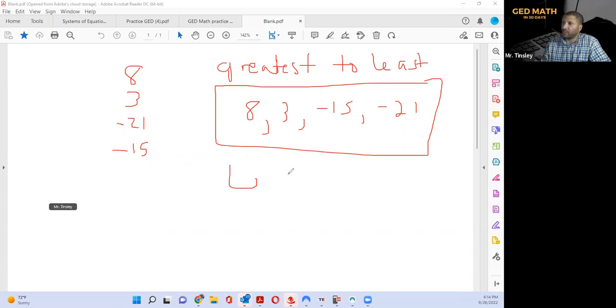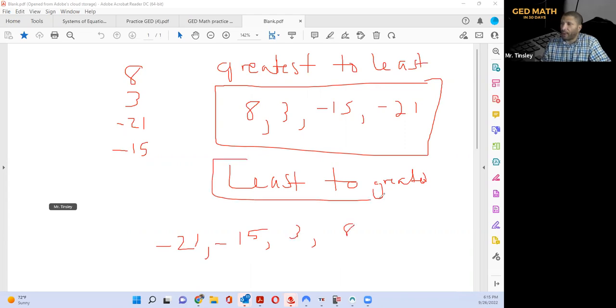If we put it from least to greatest, it's the opposite direction. So it's minus 21, minus 15, 3, and then 8. So I think why people were getting this wrong, because they were running through it and they would always see least to greatest, least to greatest, least to greatest. And they didn't see that on my problem, mine said greatest to least.